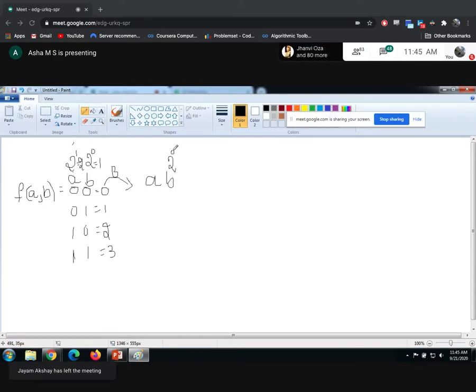Above this you can write like this: 2 to the power of 0, 2 to the power of 1. Or you can write it as 1 and 2. So what is this decimal 0? Decimal 0 means both the bits are 0. It is 0, 0. Both the bits are 0.